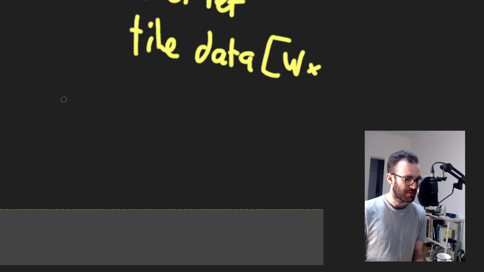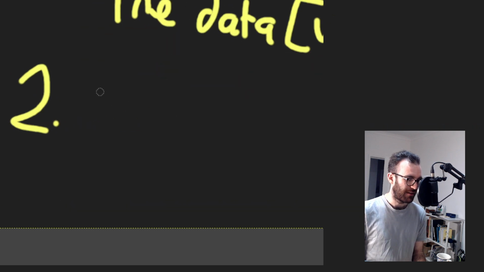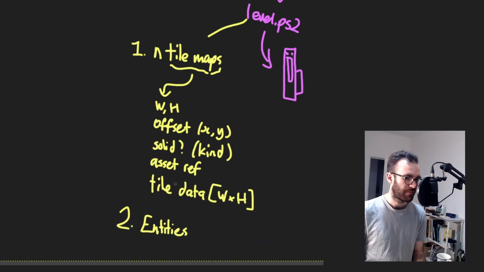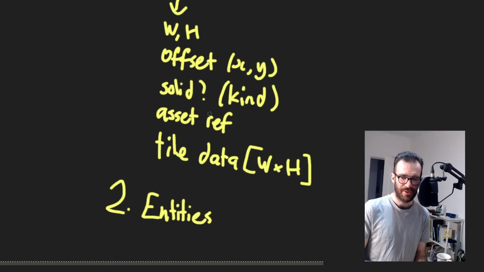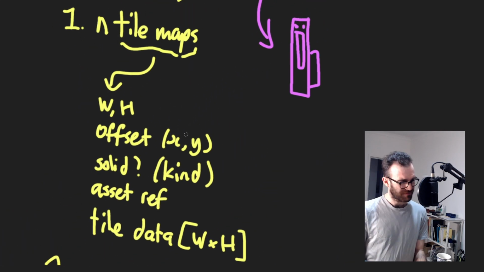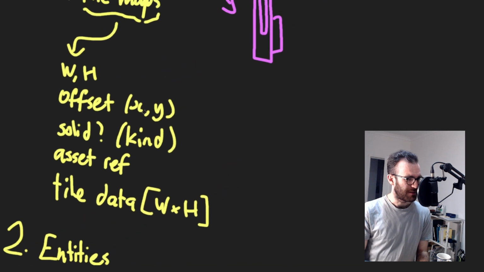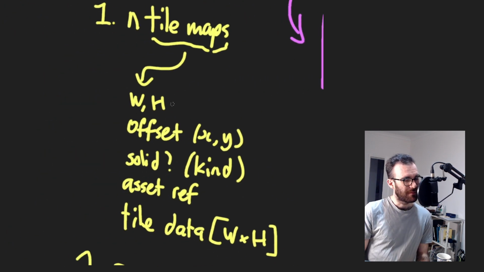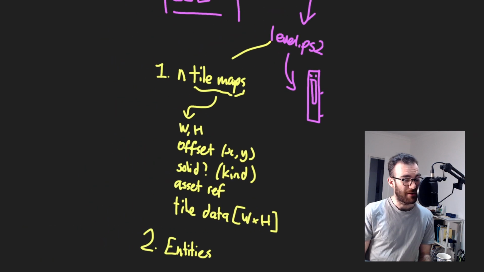But then at some point we'd also have entities. Things we need to actually put somewhere. Things we need to put in the world that are interactable. And then maybe, I don't know, that's probably a good start for now, right?